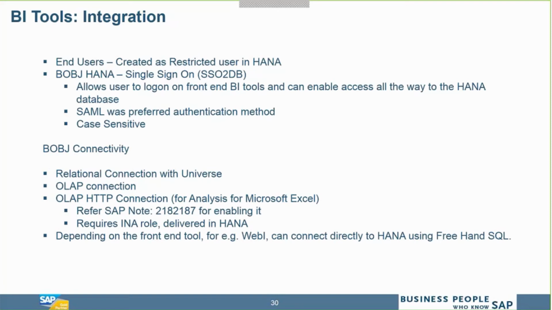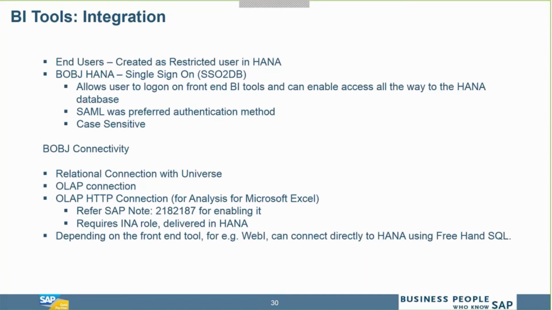This is not a passwordless kind of single sign-on, but it is basically the trust between BOBJ and HANA. What it does is, if a user logs into BOBJ, HANA does not have to authenticate the particular user again. It trusts that BOBJ has already authenticated the user, and it just passes through. You don't have to put in your user ID and password again for HANA.